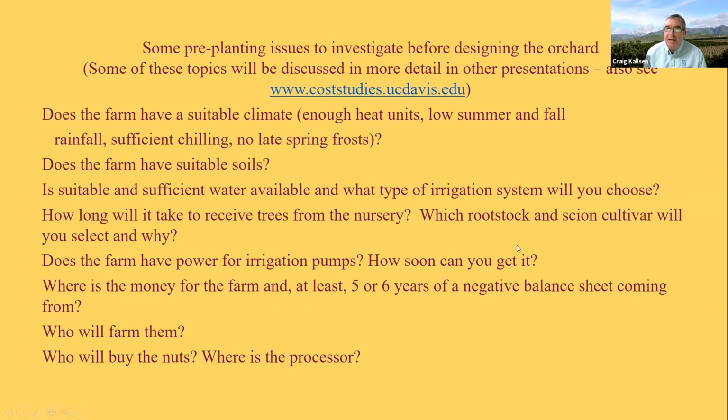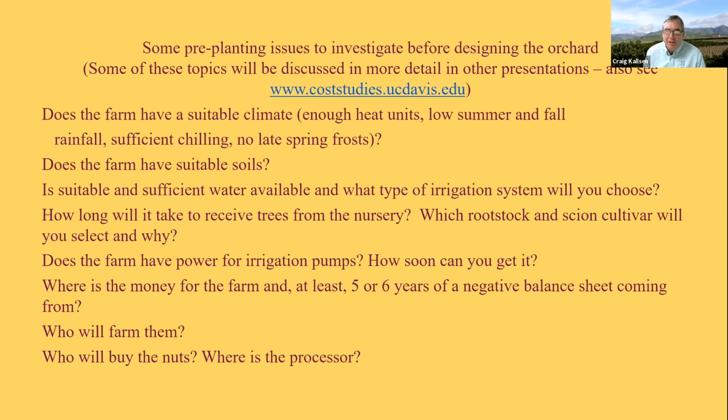So there are some pre-planting issues to investigate before designing the orchard. Some of these topics will be discussed in more detail in other presentations, but I thought it might be good just to make a short list here. Before we decide to design an orchard, we want to make sure the farm has a suitable climate. We have enough heat units, low summer and fall rainfall, sufficient chilling, hopefully not too many late spring frosts. Do we have suitable soils? Do we have sufficient water available and of sufficient quality?